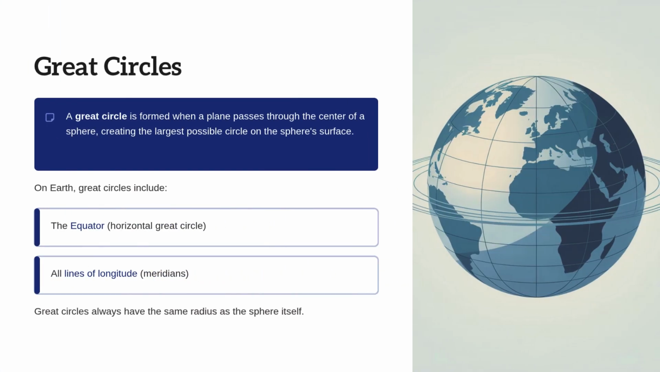Great circles. A great circle is formed when a plane passes through the center of a sphere, creating the largest possible circle on the sphere's surface. On Earth, great circles include the equator, a horizontal great circle, and all lines of longitude, meridians. Great circles always have the same radius as the sphere itself.